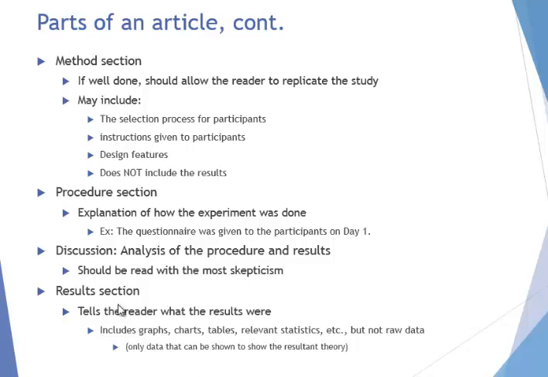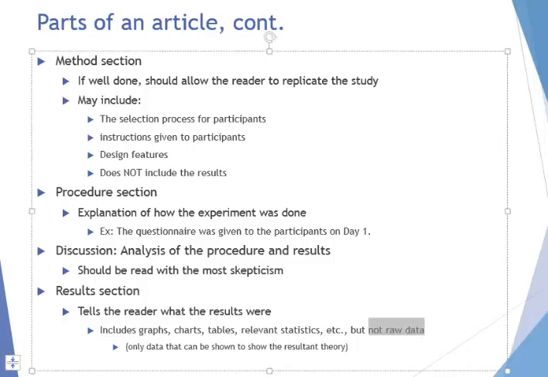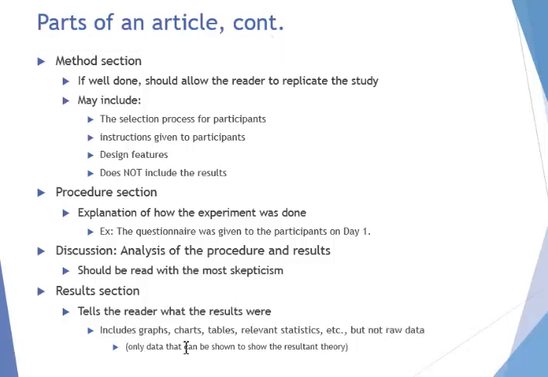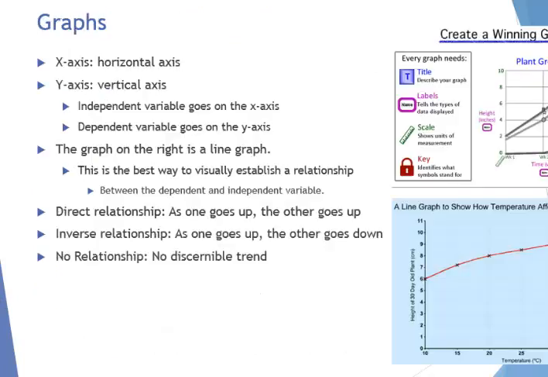The results section tells the reader what the results are, includes graphs, charts, tables, statistics, not raw data, which is what you started the experiment with, like how many people you brought in, but this is something that shows the reader the data that supports whatever theory you're trying to establish.